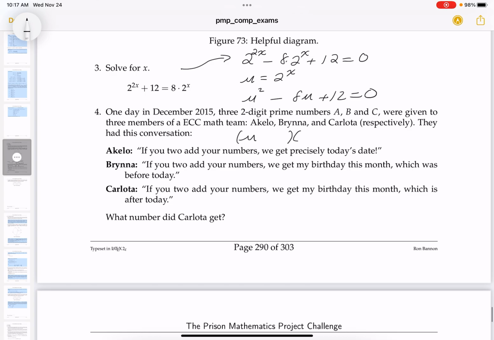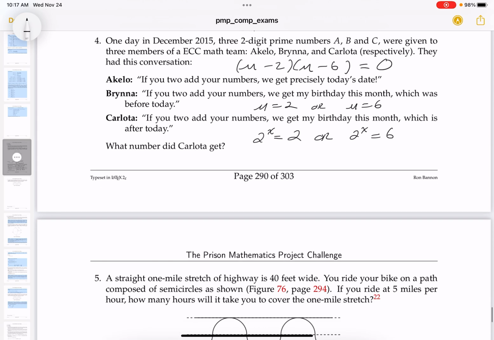U and u, 0. U times u is u squared. And I'm going to say minus 2, minus 6. And that does work out. Now, u could be 2, or u could be 6. I don't want u, though. I want x. So I'm going to say 2 to the x, which is what u is equal to, 2, or 2 to the x is equal to 6.